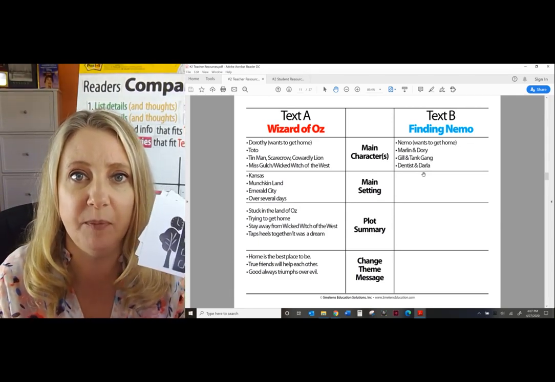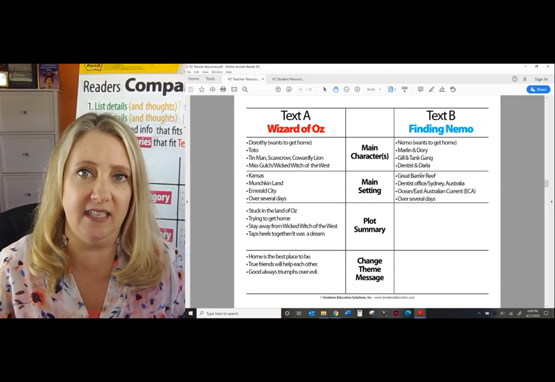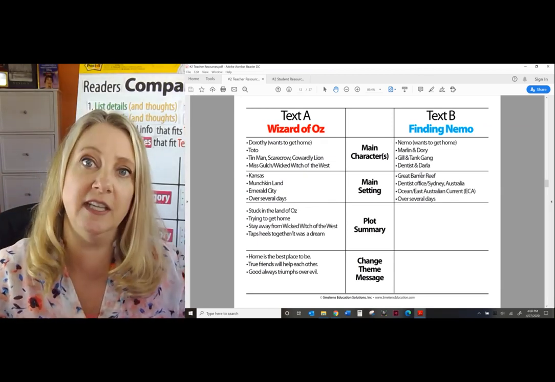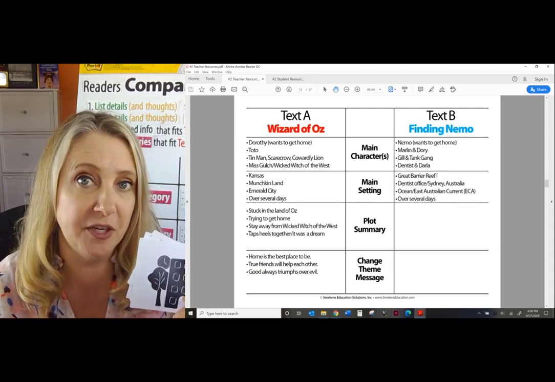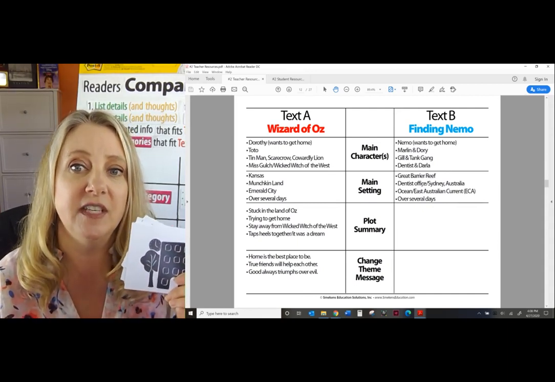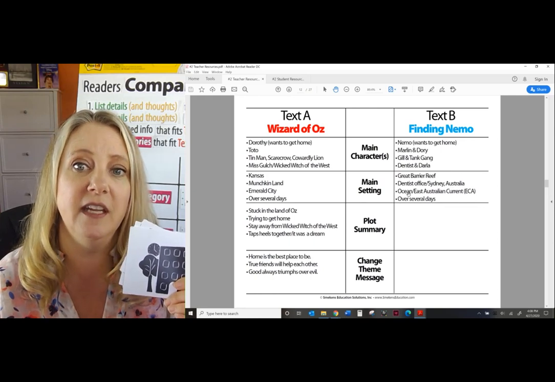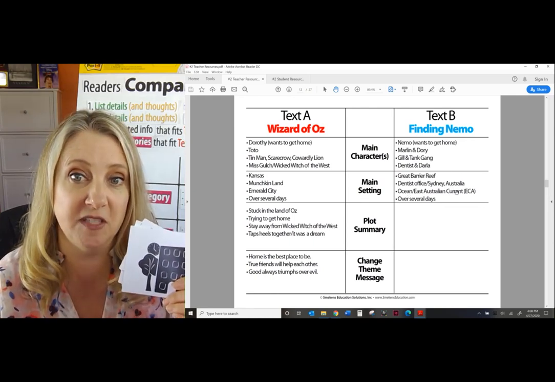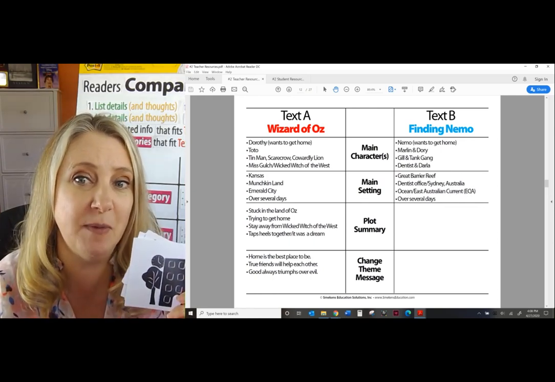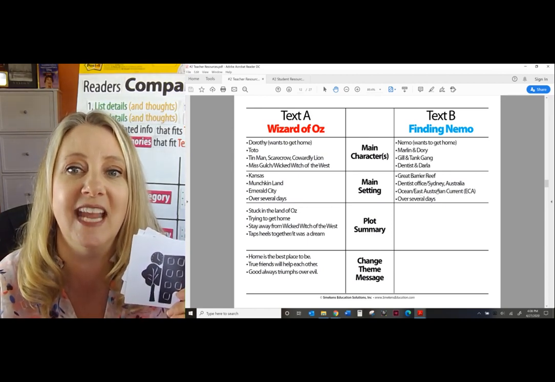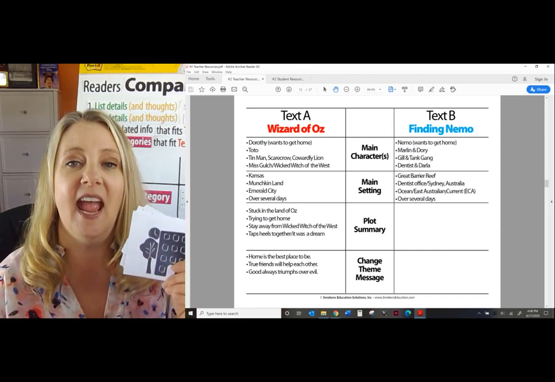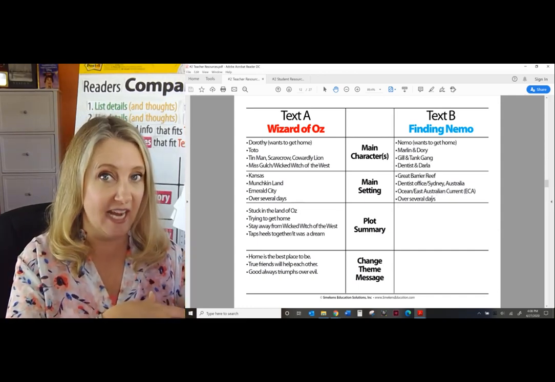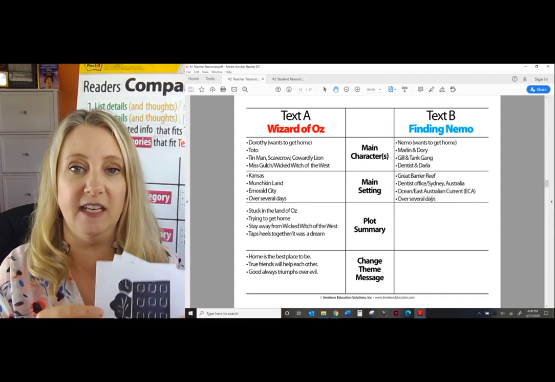Okay, so now we've got to look at the setting. So where did this take place? Well, the main setting, you could say just ocean and dentist office. You could. But specifically, there was the Great Barrier Reef where it all started. Then the dentist office was in Sydney, Australia. It was in the ocean, and specifically the EAC. Remember that? Oh, no, actually, it was the EAC. I'll fix that. It was the EAC, remember? And then it happened over several days. Okay, so we've got setting underway.